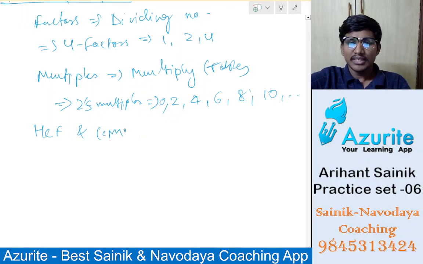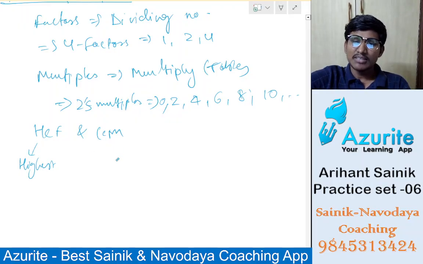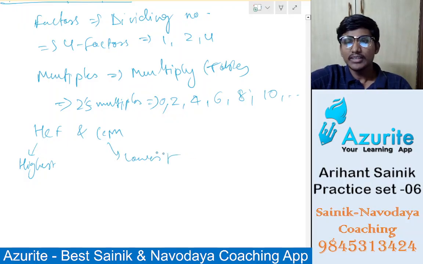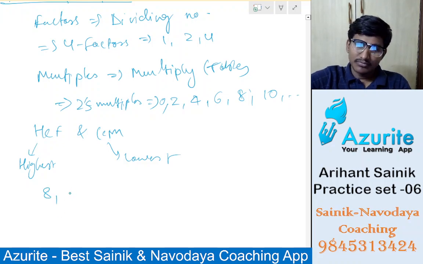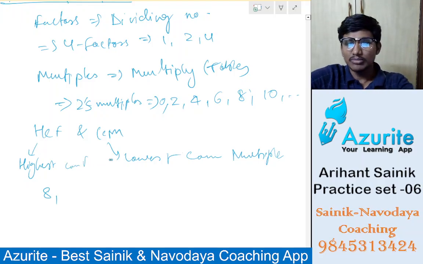Now HCF and LCM. So how do you find HCF? HCF is the highest common factor. Highest they ask. LCM is the lowest common multiple. Sorry, lowest common multiple it is. M means multiple. So highest common factor it is.